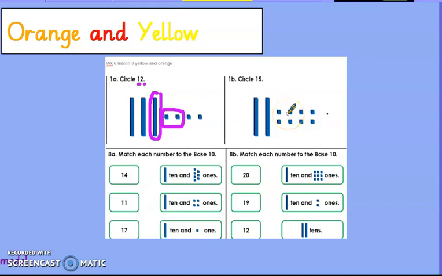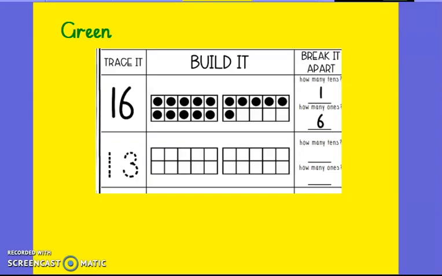This one says circle 15, so look again very carefully. How many 10s? How many 1s? These ones say match each number to the base 10. So if you want 11, I'm going to look for 1 10 and 1 1. Okay, 1 10 and 1 1 makes 11. So you're going to match them up like that in your book. Okay, this is the same. So you've just got some different numbers. Orange and yellow group, that's what you're going to be doing.